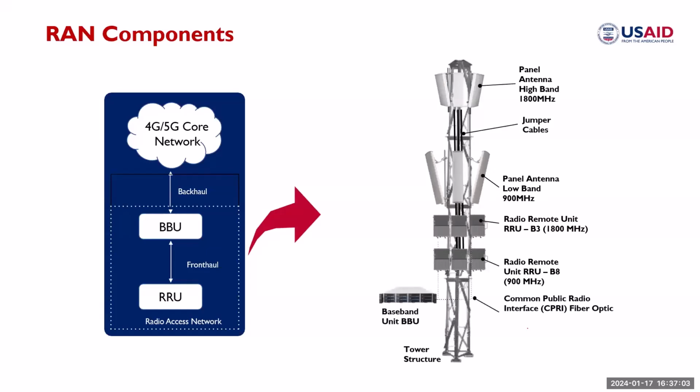So the BBU, or baseband unit, is another critical component of the RAN system. So let's think about these things like a computer. This one, the baseband unit, is the one responsible for processing the digital signals received from the RRU and transmitting them to the core network.